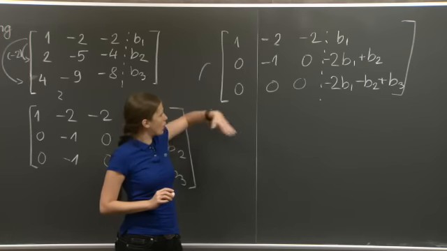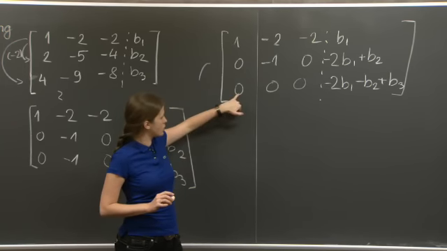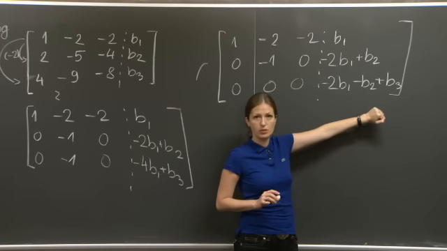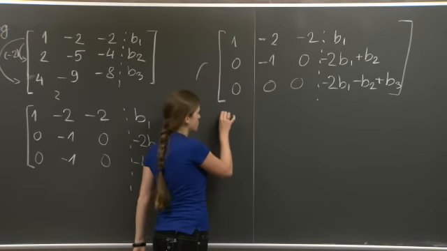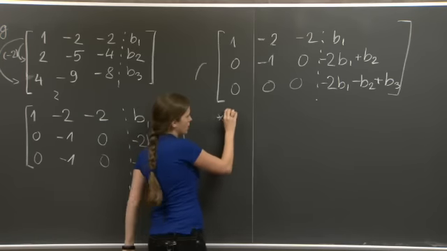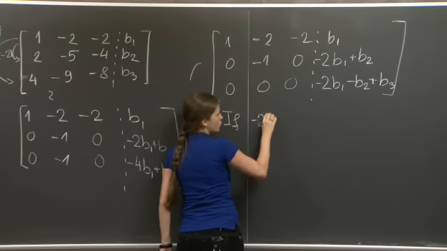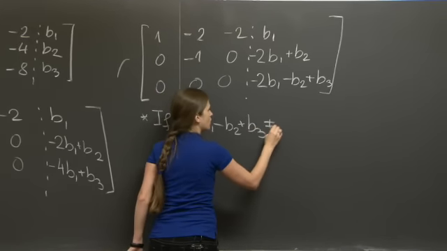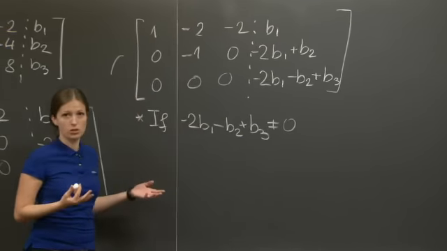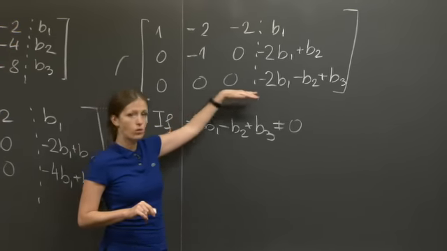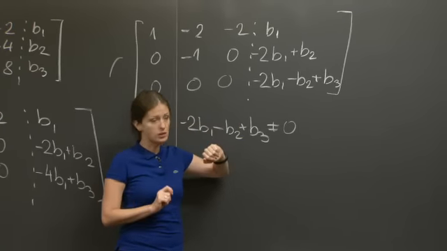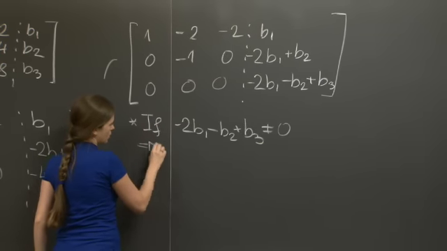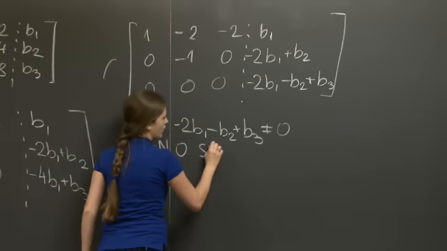Okay, so now let's think of it as a system again. The last equation says 0 equals this expression in b1, b2, and b3. So this is something to note down. If minus 2b1 minus b2 plus b3 is some number that's not 0, then the last equation is going to say 0 equals non-zero. It's never going to be satisfied, and the entire system is never going to have a solution. So in this case, we have no solutions.